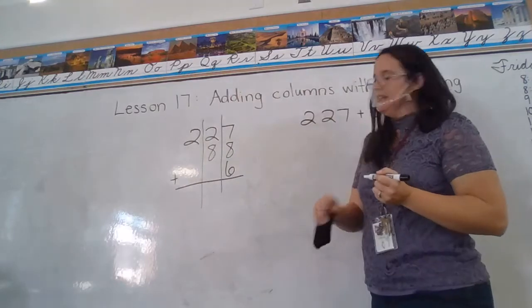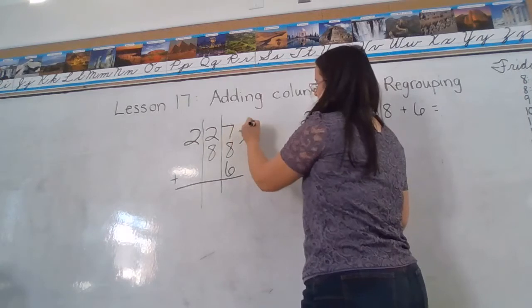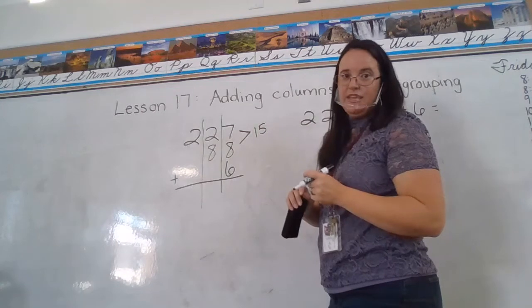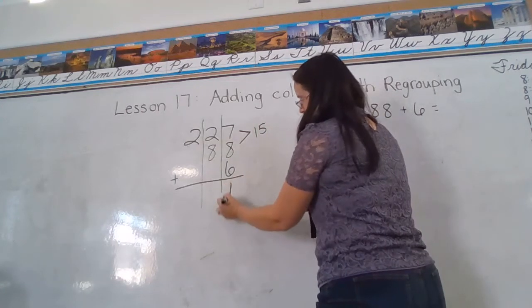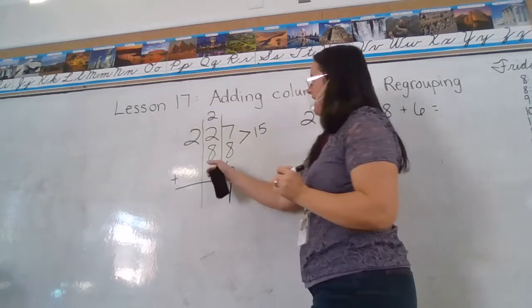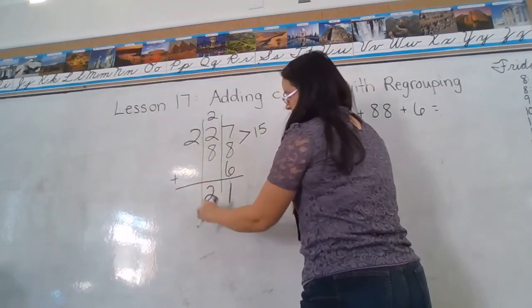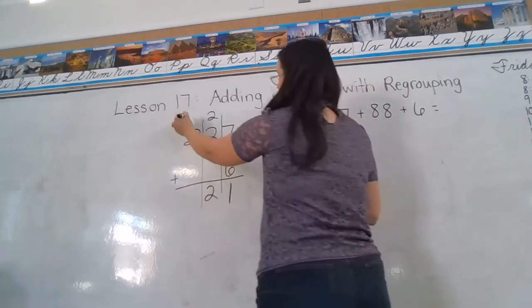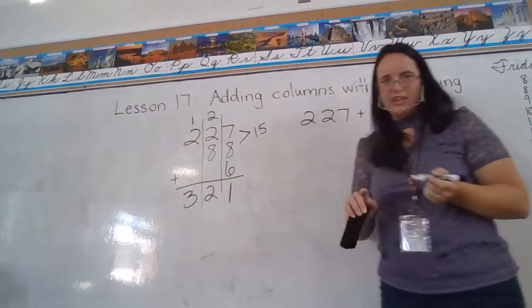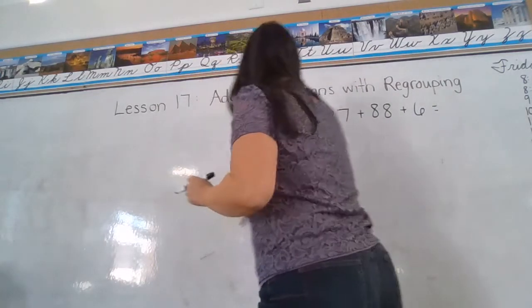And then I'll add my columns together. So, can't make a 10, but I know 7 plus 8 is 15, and 15 plus 6 is going to give me 21. So I put my ones down here, and I carry my 2 tens. 8 plus 2 is 10, plus 2 more is 12. So I put my 10, carry that 100, and 2 plus 1 is 3. So I have 321.